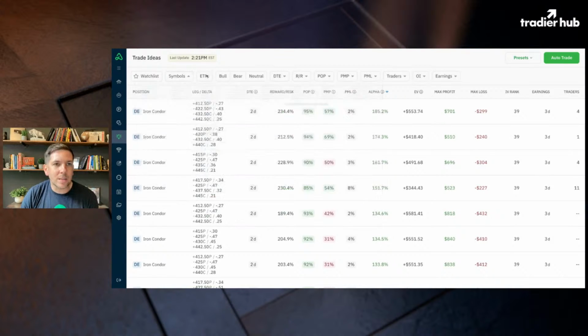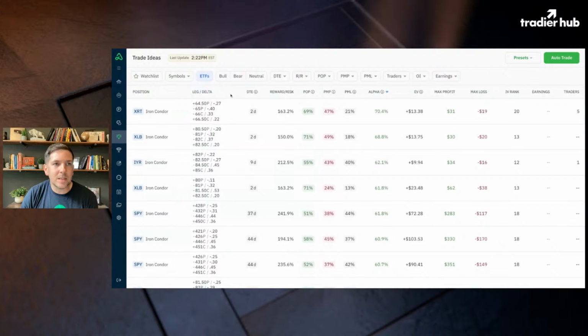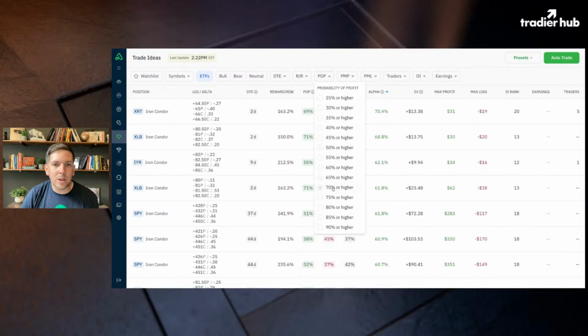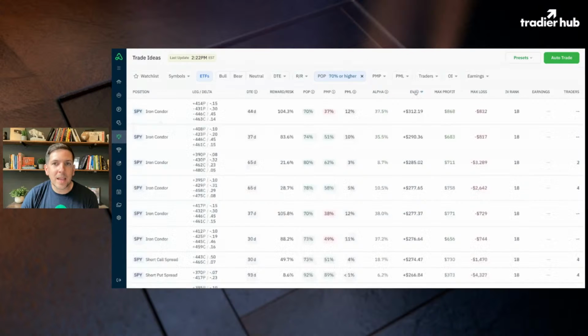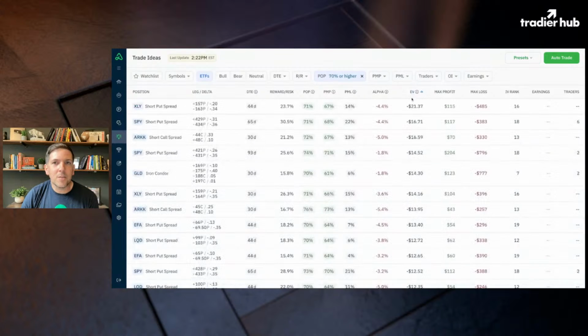All right, so let's take a look at this. I'll just filter here by ETFs. This is like taking all the universe of things that we support and filtering by ETFs. And what I'm going to do is filter the probability of profit for 70% or higher. And I'm going to reverse sort this list for negative expected value trades. I'm doing this on purpose to show you deliberately what a bad-looking trade looks like. Because in this case, right now, the pricing on this trade is not great. And in fact, it's not even covering the actual risk of the trade.